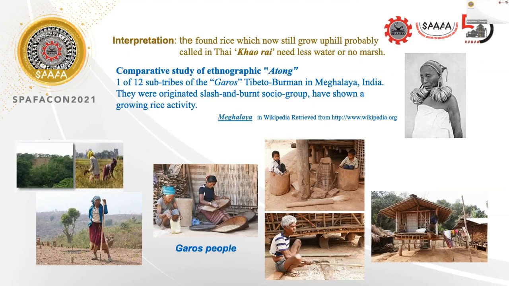Then once I tried to compare this char material with some ethnic group, I found this ethnographic group in Meghalaya of India. The group calls themselves Atong. It is one of 12 subtypes of the Garo, Tibeto-Burman of India. They originated as a slash and burn social group which shows rice growing activity. It's a very interesting group. Next slide, please.